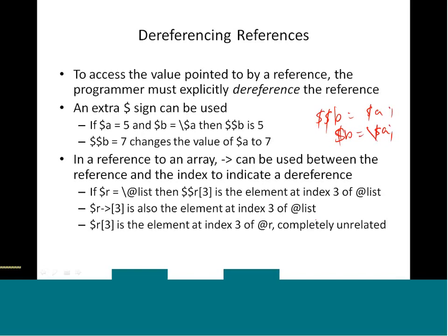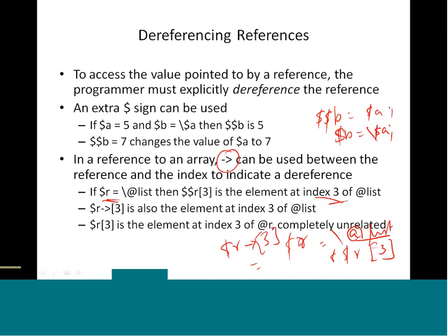Here, in order to reference an array, the arrow sign can be used between the reference and the index to indicate a dereference. So one thing we can do is, when $R is a list, then $R will bring back the list, and if you say 3, that is index 3 of the list. We can also simply use $R and then arrow 3 in square brackets, and this is the same as this.